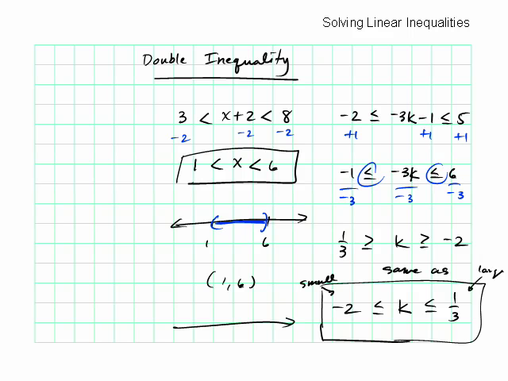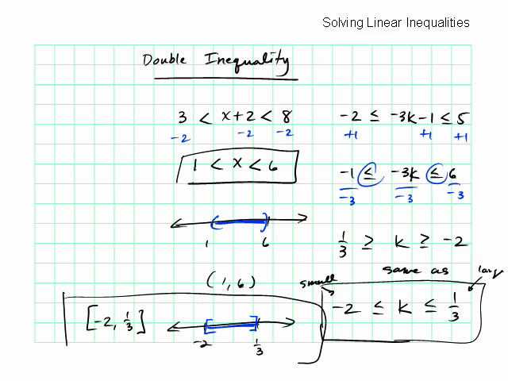On the number line, of course, you would shade between negative 2 and 1/3, wherever the 1/3 was, like that. And we want brackets there. And in our interval notation, that would be bracket negative 2 to 1/3 bracket. So there's my solutions. Okay, next.